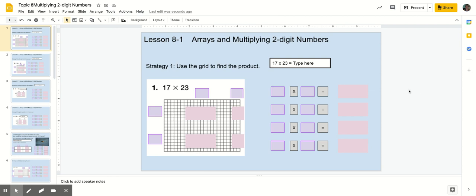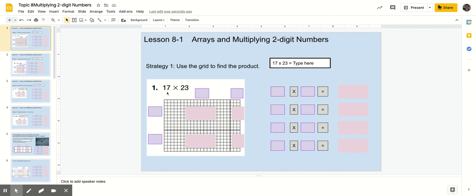Hi, boys and girls. Today you're going to be talking about multiplying two-digit numbers using an array or a table. So for here, in this strategy using the grid, we're multiplying 17 times 23. So we're going to use what we already know by breaking apart two-digit numbers.